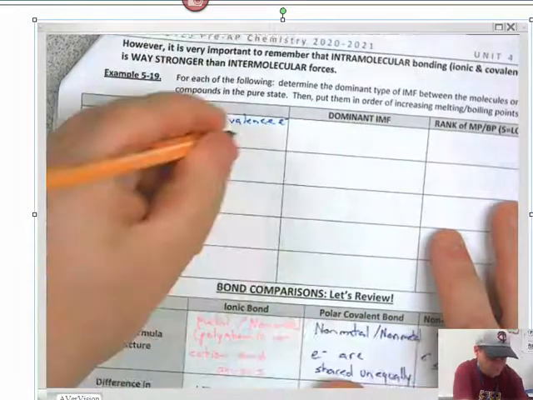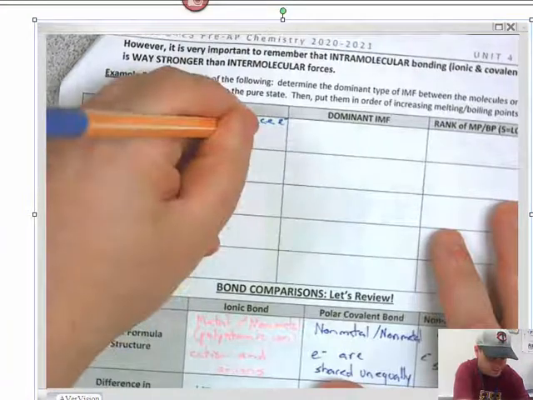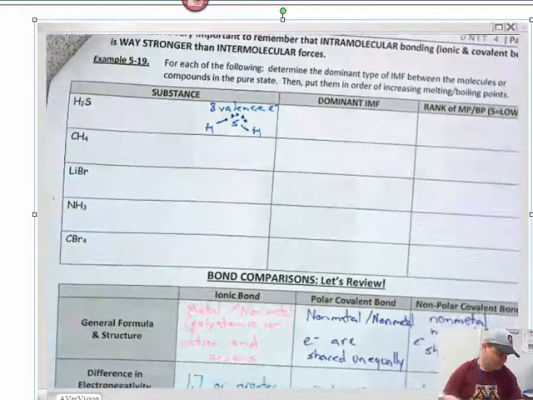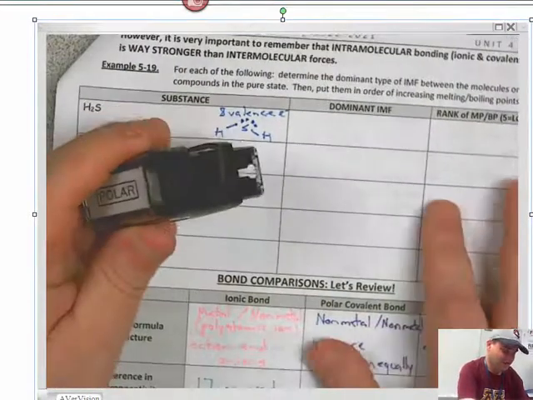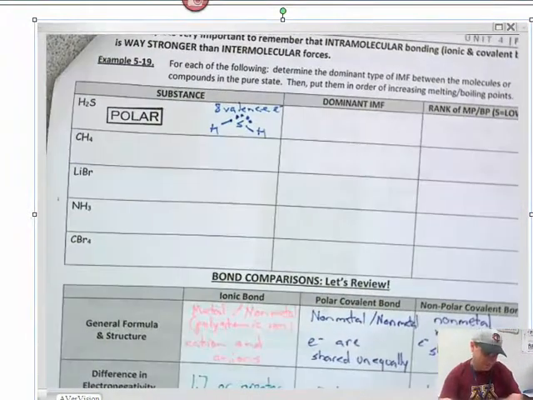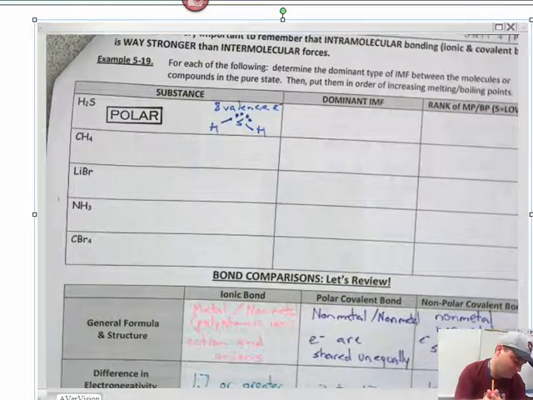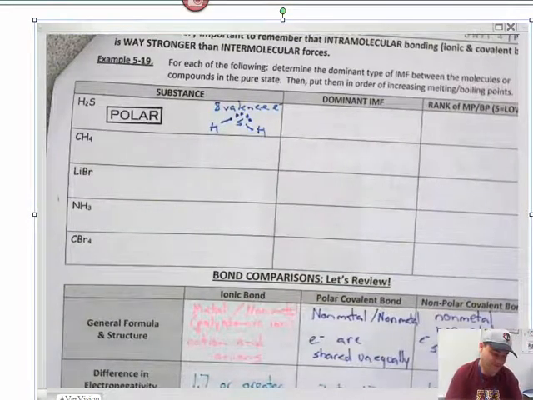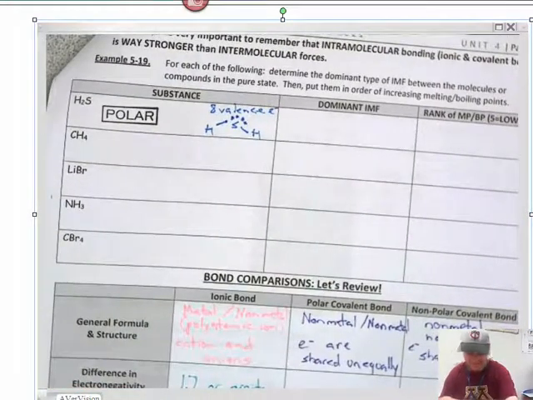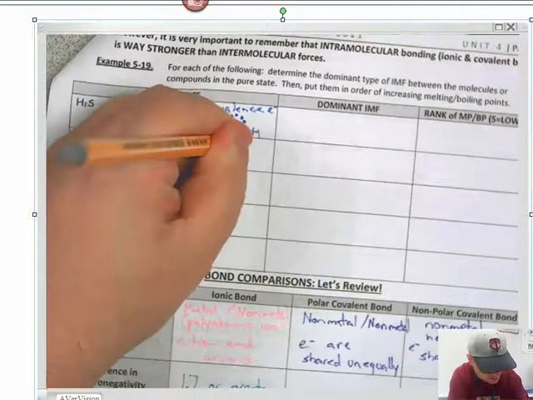We have an S, we have a bond like this, and it looks like that. You know that this one is polar, just so you know, because there are dots on the central atom. This is asymmetrical, making it an uneven distribution of electrons. The next one we're going to do here, CH4, also has 8 valence electrons.